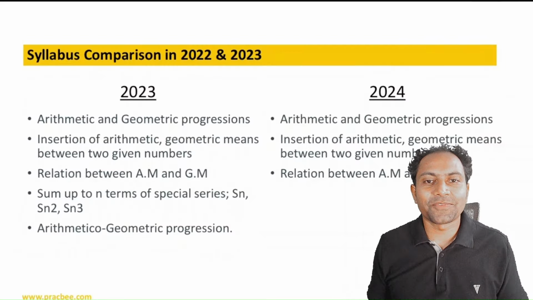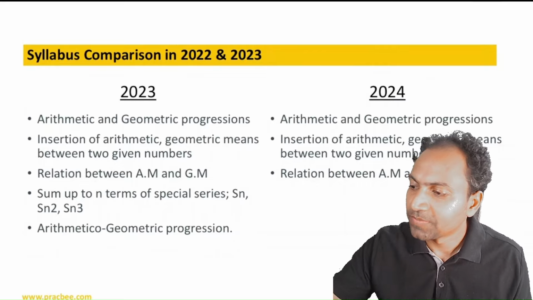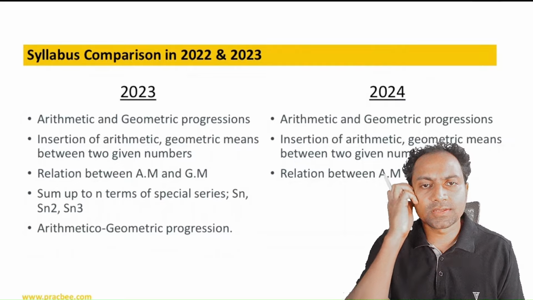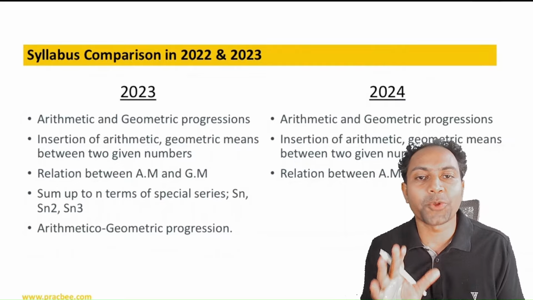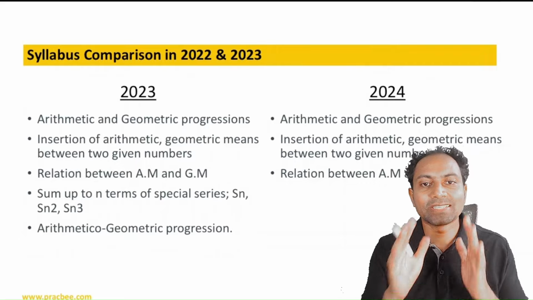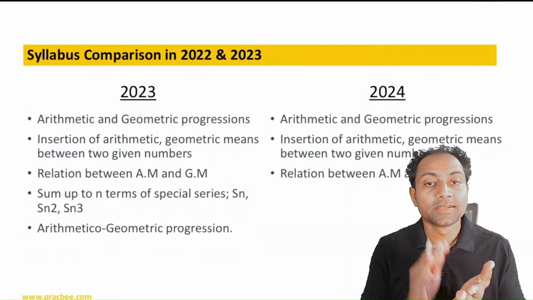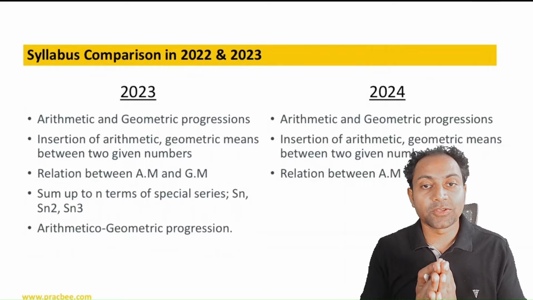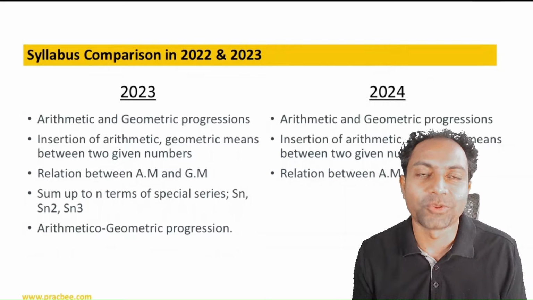So let us start with the comparison between the 2023 and 2024 syllabus. What you can observe here is that NTA has removed the series part of this chapter. The sequences is still there in the syllabus, but the series part that was there, like AGP, summation, and method of difference based questions, those questions will not be asked in the exam anymore.